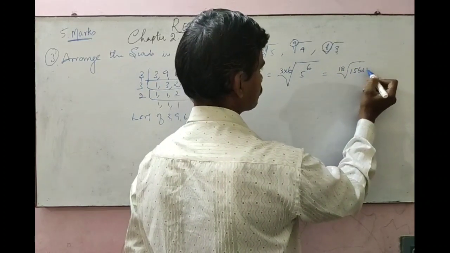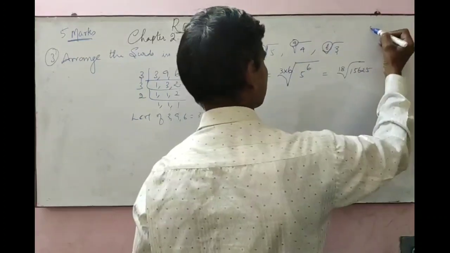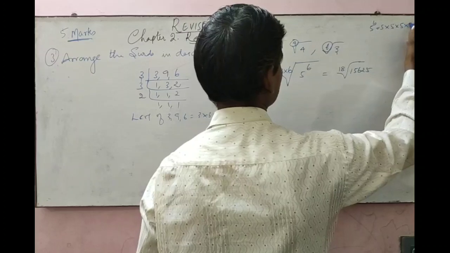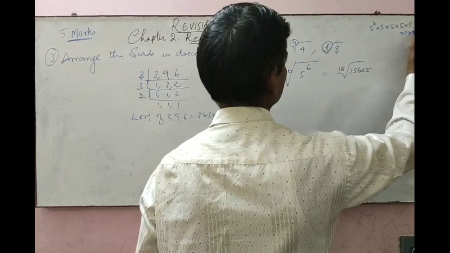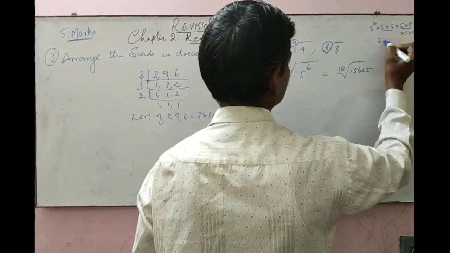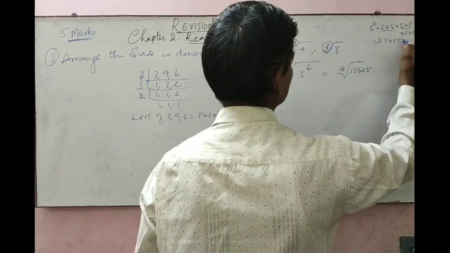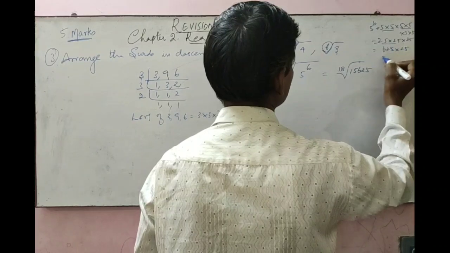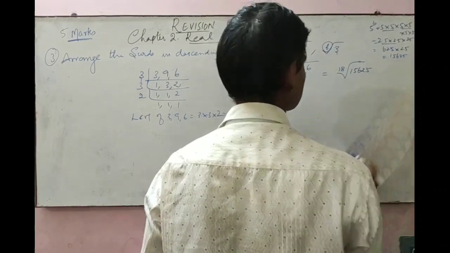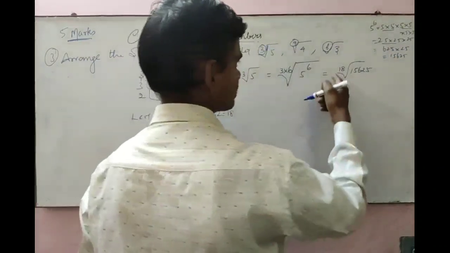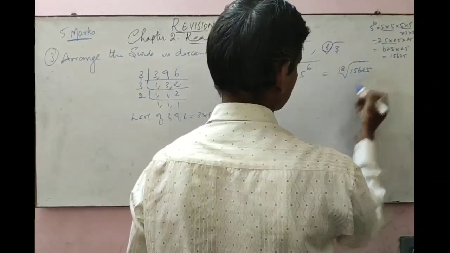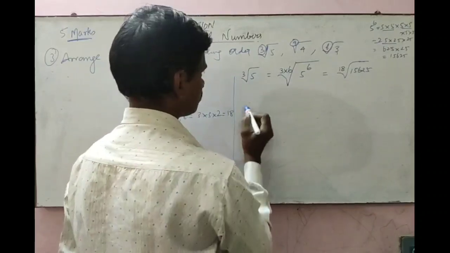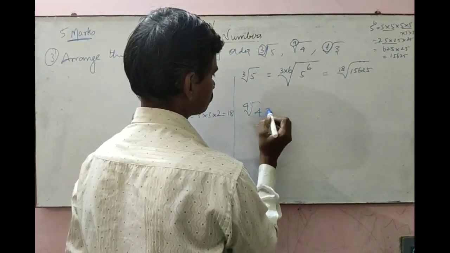What is the answer for 5 power 6? It is 15625. We can multiply 5 six times: 5 into 5 into 5 into 5 into 5. 5 5s are 25 into 25 into 25. 25 into 25 again 625. 625 into 25 gives 15625. So this is the answer for 18th root of 15625.